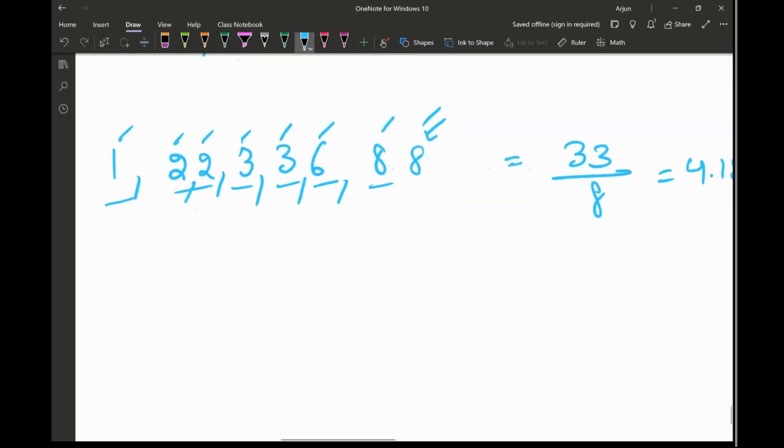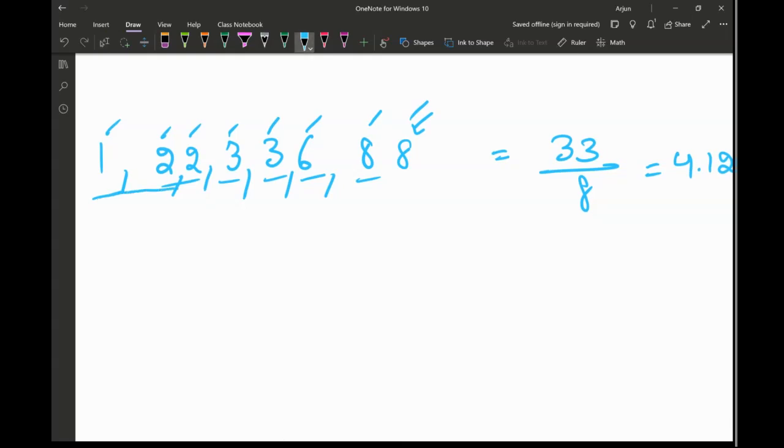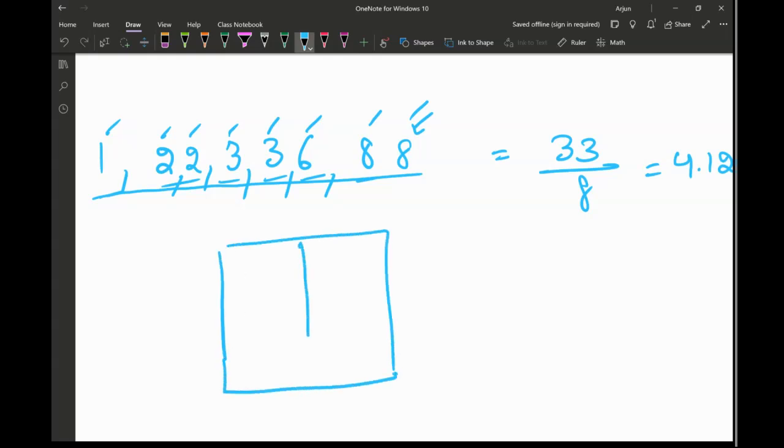Now, this was the raw data form that you were given the data points. Sometimes the data points are not given in this form. They are given in the table form, so you are given the frequency. Table form means I'll say what are the data points? X equal to 1, 2, 3, 6 and 8. These are the data points.